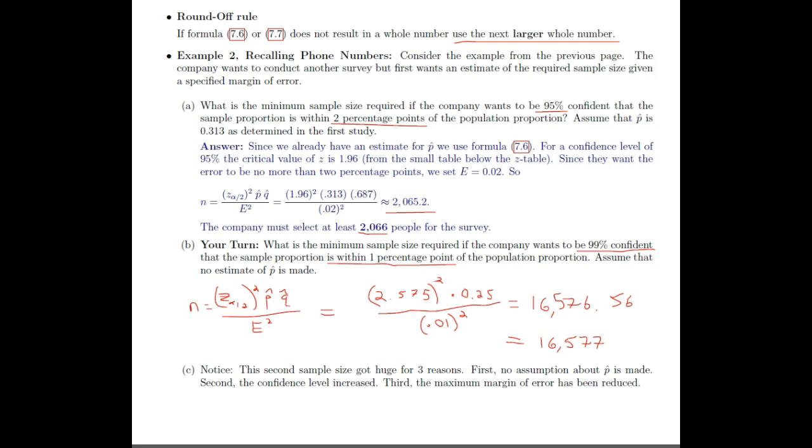And you probably are thinking, wow, that is a really large number. It's kind of a ridiculous sample size, going after 16,577 people. Yeah, it is a large number, but think about why it's a large number. You want to be 99% confident. That's a really high level of confidence. And you want the margin of error to only be 1 percentage point. That is a really narrow range that you're willing to tolerate here. So in order to get a high level of confidence and a really narrow range, you're going to need a really large sample size to get that level of accuracy.